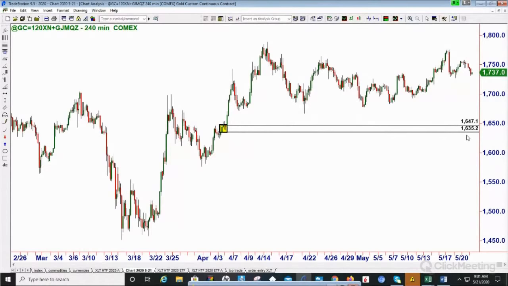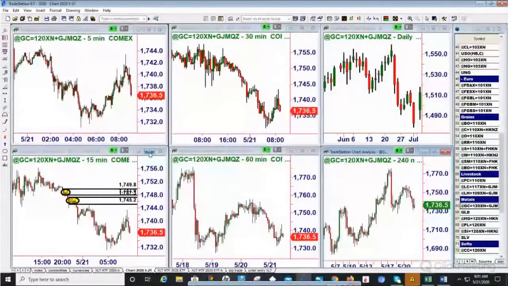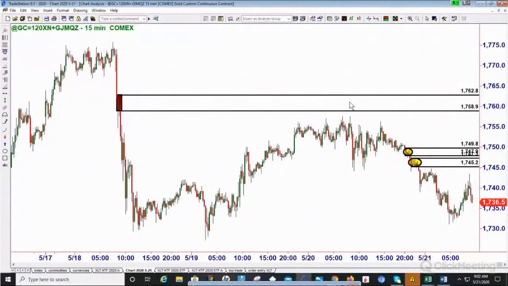On the closer end, so you could see here where we were in between the two supply zones, we didn't quite make it up to the second area. So I would still keep this one in place. It is one of those middle of the areas, but that is fine. 1758.90 to 1762.80. These two, after prices couldn't get back up there, started to roll around.